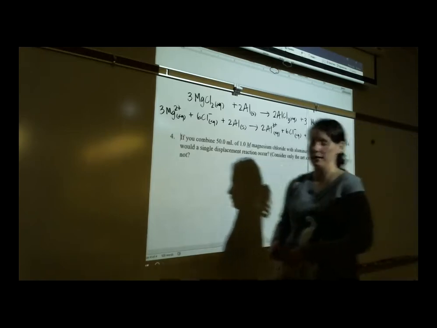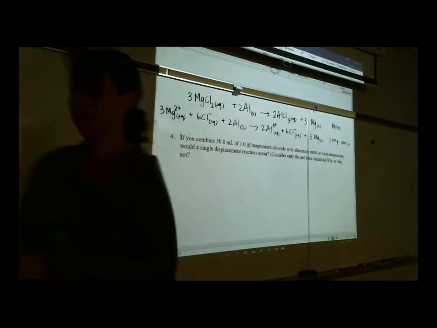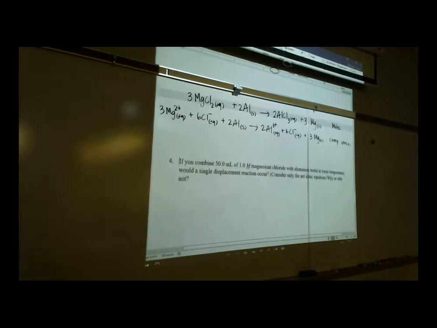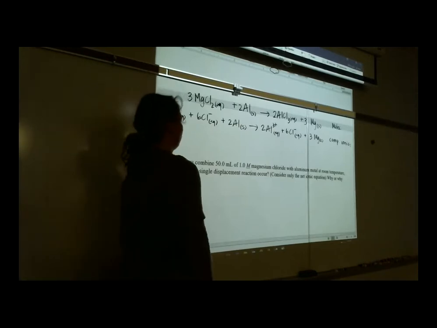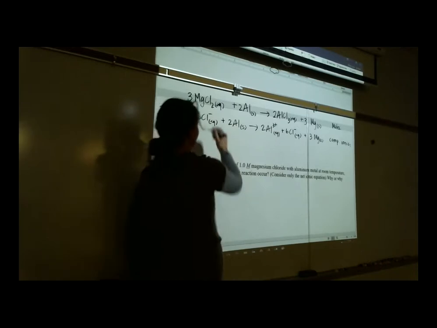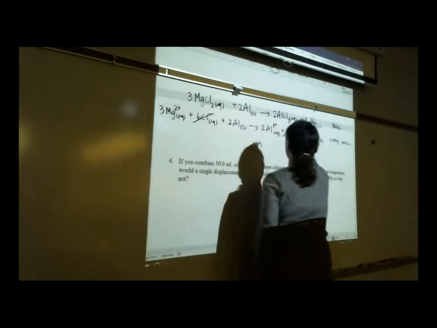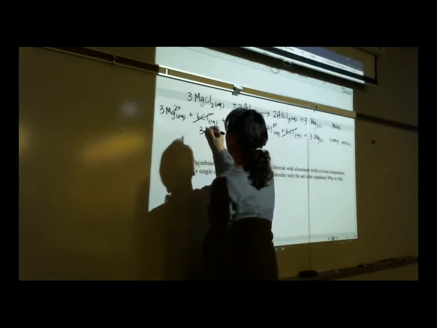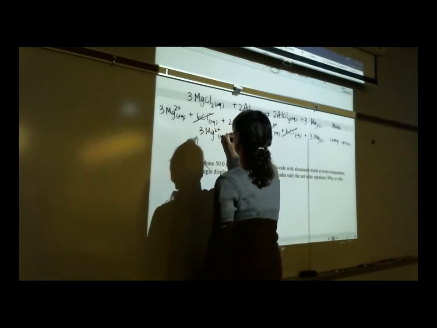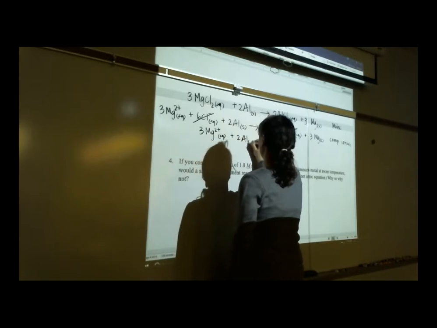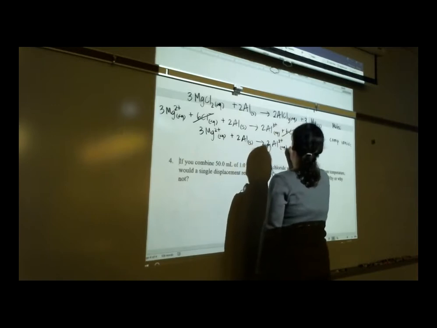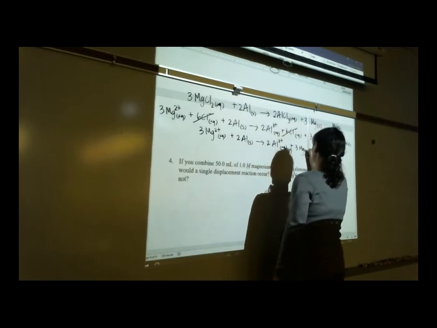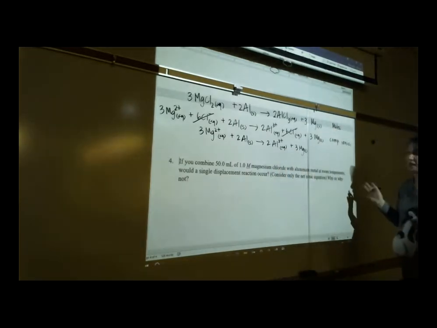So what's the net ionic equation? Giving myself more room here. Who's the spectator? Gen Chem 1 review. Who's the spectator? Chloride. Chloride, right. So when I get rid of the chloride, I'm left with the net ionic: 3Mg2+ + 2Al gives me 2Al3+ + 3Mg. My goal is to determine, is this reaction going to occur at room temperature?